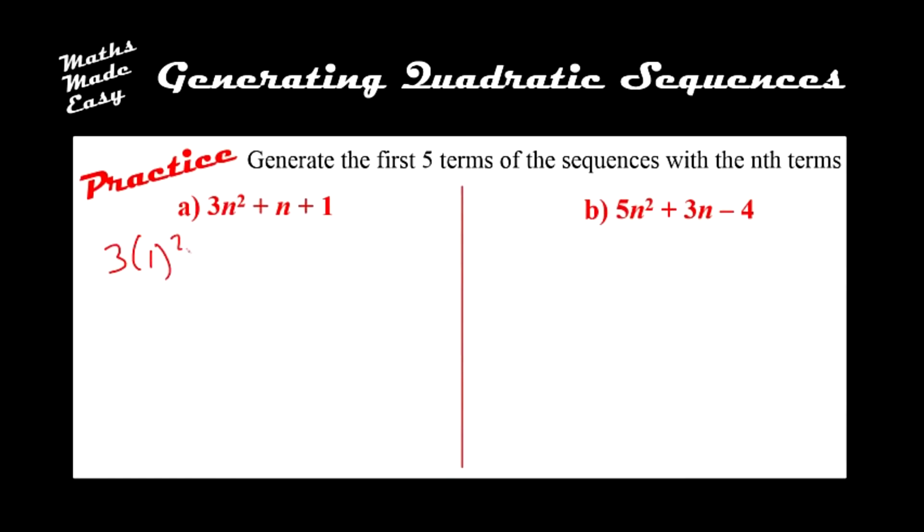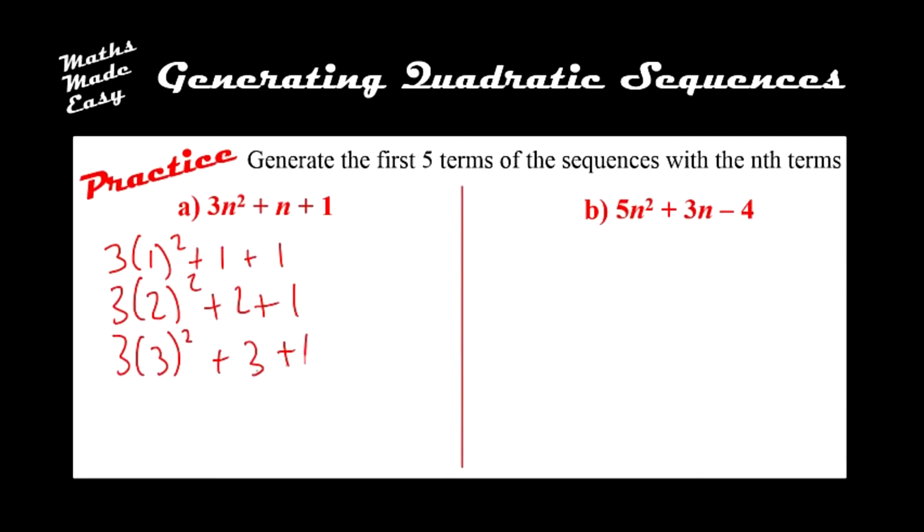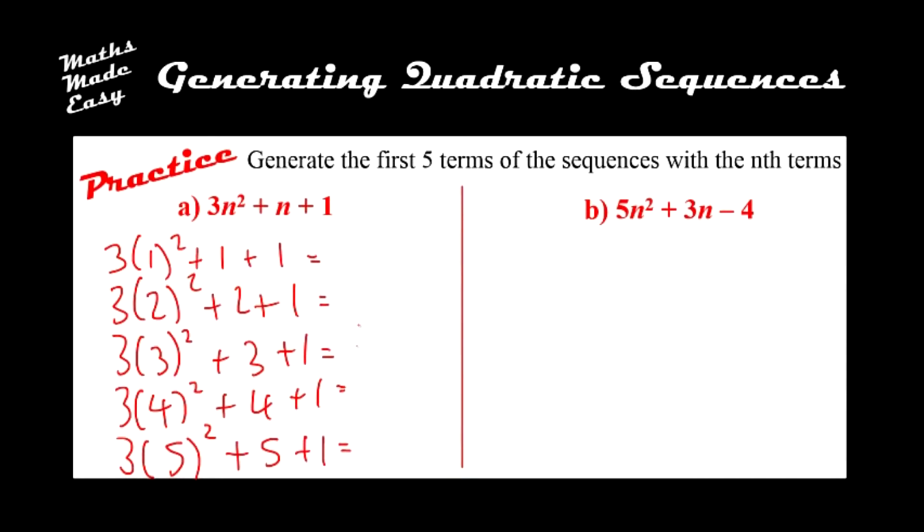So you've got 3 lots of 1 squared, plus, this one's interesting because the coefficient of n is just 1, so it's going to just be plus 1, then plus 1. 3 lots of 2 squared, plus 2, plus 1. 3 lots of 3 squared, plus 3, plus 1. 3 lots of 4 squared, plus 4, plus 1. And then finally 3 lots of 5 squared, plus 5, plus 1. If you calculate all of these, then you should be getting 5, 15, 31, 53, and finally 81.